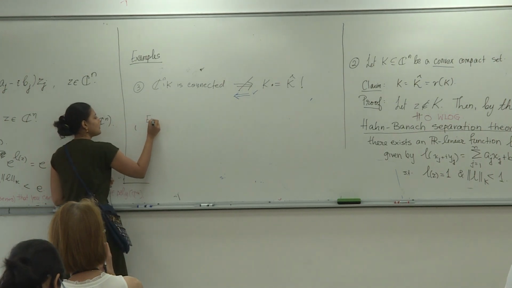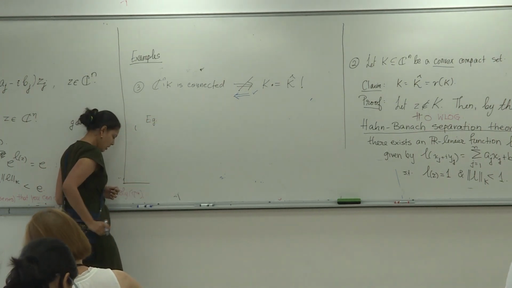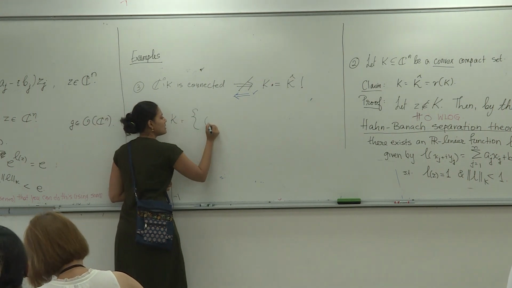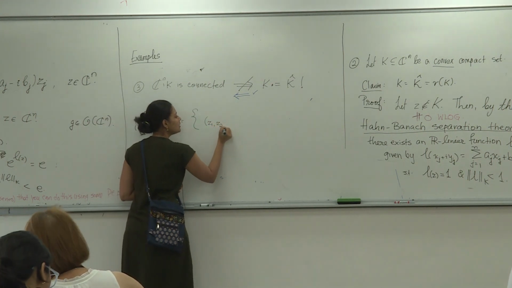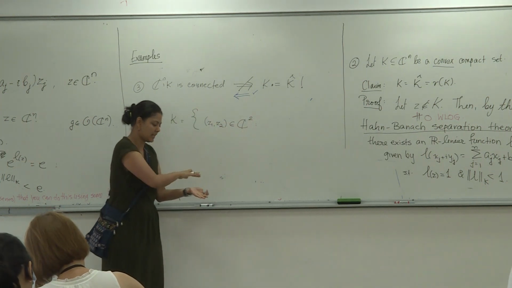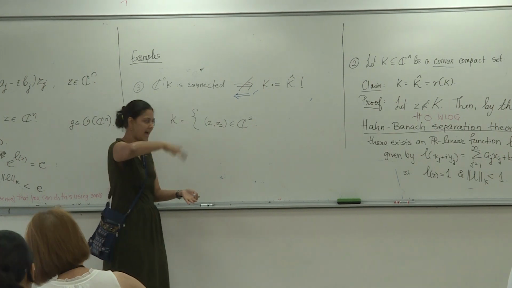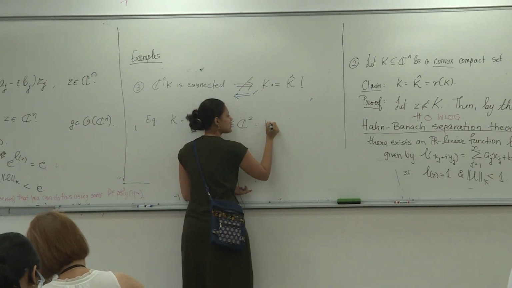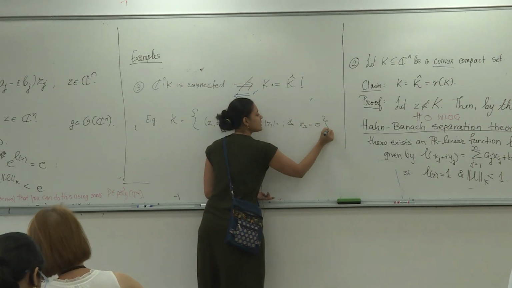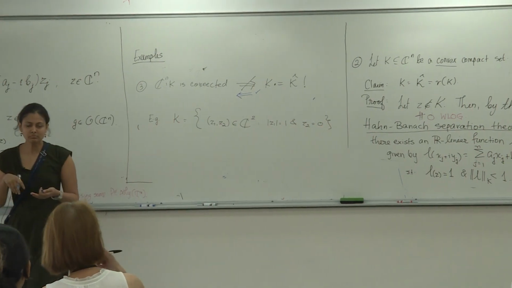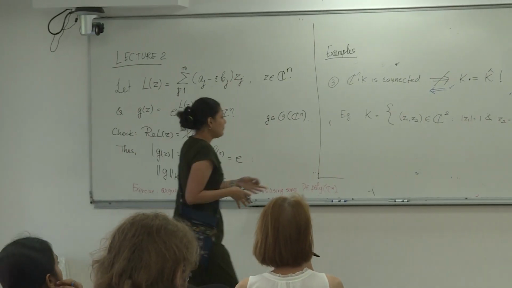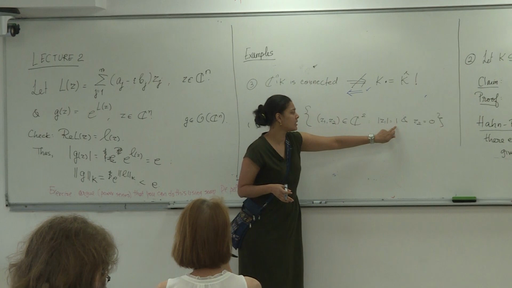So here I just need to give you an example. What you do is you take K to be the set of z1, z2 in C2, and I'm really actually just taking a planar example and adding a dimension over there. So absolute value of z1 is 1 and z2 is 0. So it's in the z1 plane, it's the circle in the z1 plane. By adding this extra dimension, the complement is now connected, but we know the problem with this.